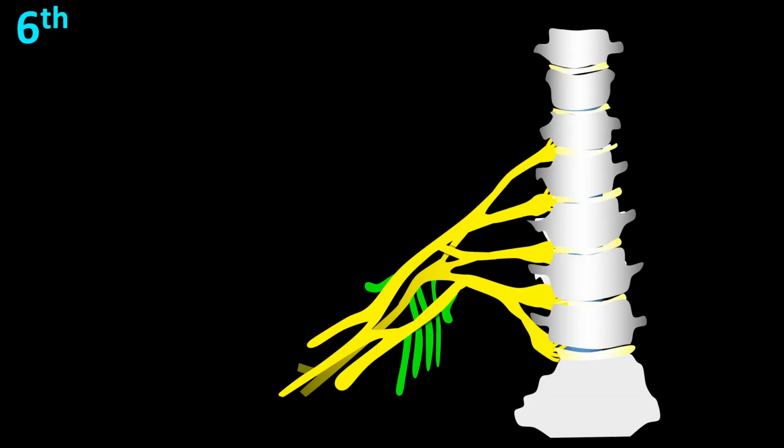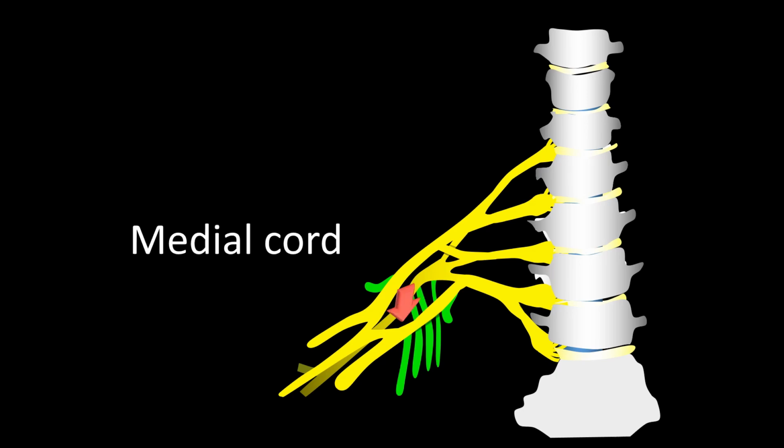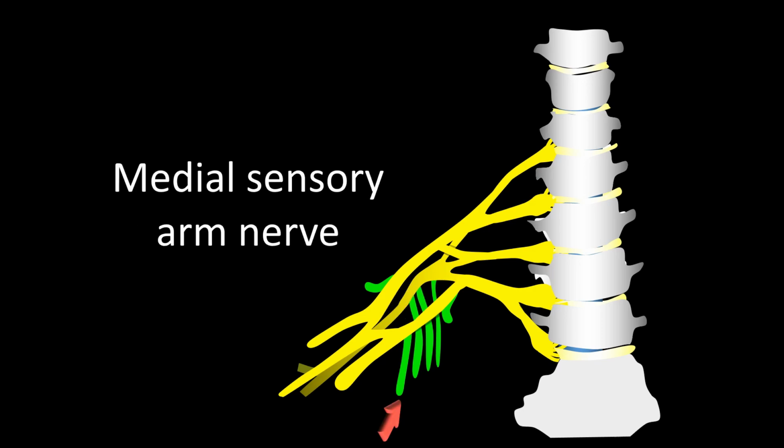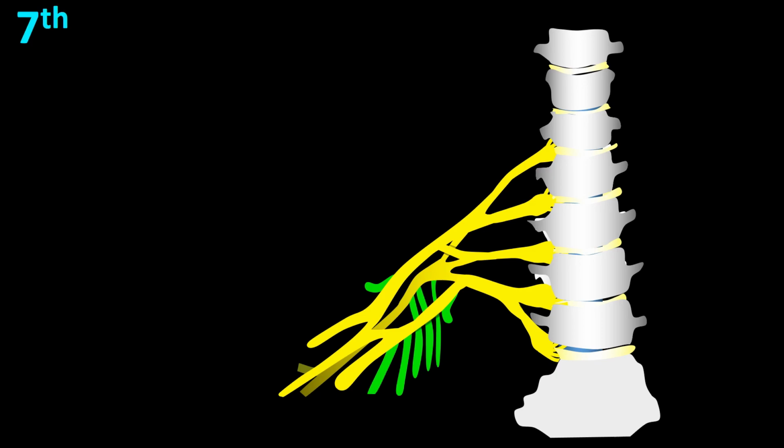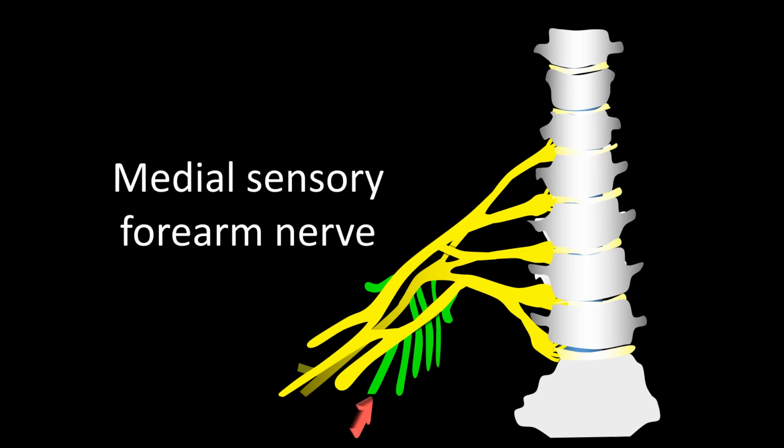The sixth nerve that arises from the middle region does so from the medial cord. This nerve is called the medial sensory nerve of the arm. The seventh nerve arising from the middle region also arises from the medial cord, and it is called the medial sensory nerve of the forearm.